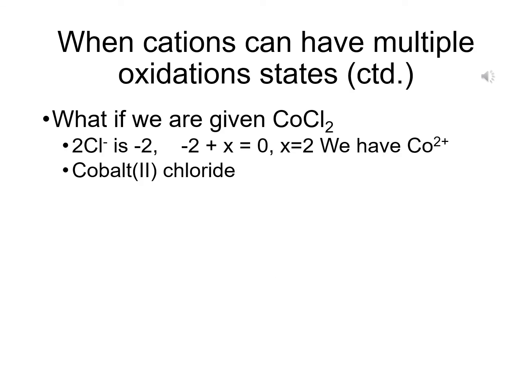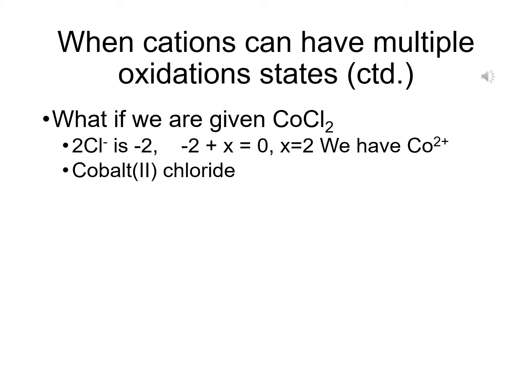So here we're given a compound that has cobalt and chlorine. We want to use the anion to determine if we have cobalt +2 or cobalt +3. We have 2 chloride ions. We know that chlorine is a group 7 element, and that group 7 elements form anions with a -1 charge. Now we have 2 chlorines, so we have a -2 charge from the chlorine.